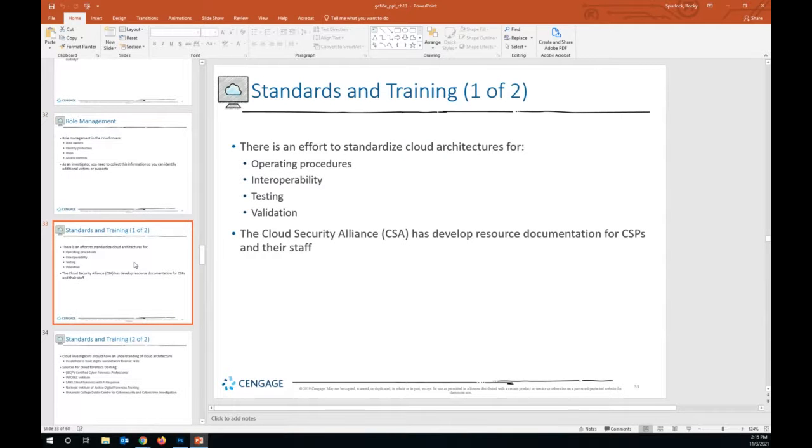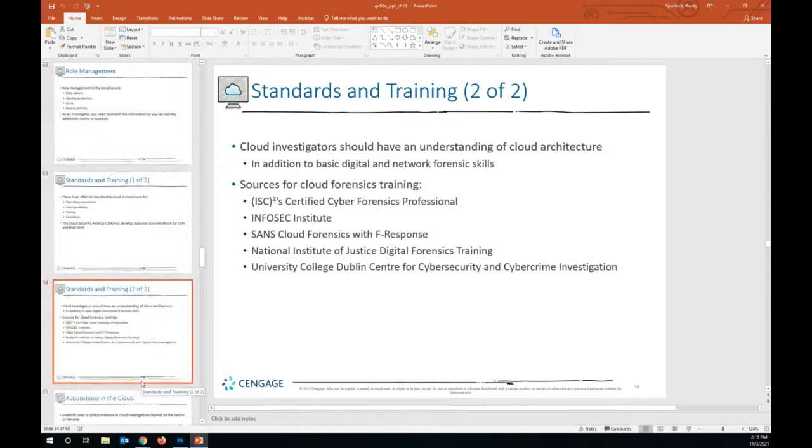All right, as the cloud has become more widely used, there is an effort to standardize cloud architectures for operational procedures, interoperability, testing, and validation. The Cloud Security Alliance, the CSA, has developed resource documentation for CSPs and their staff. Cloud investigators should also have an understanding of cloud architecture, in addition to basic digital network forensic skills. There are some sources for cloud forensics training, such as the InfoSec Institute, SANS Cloud Forensics, and others.